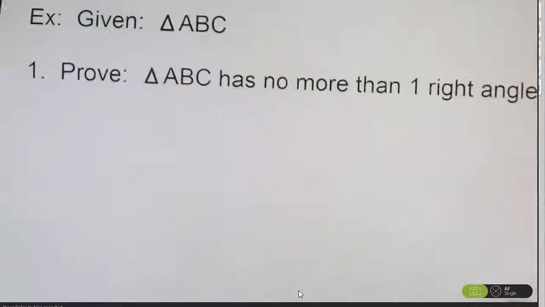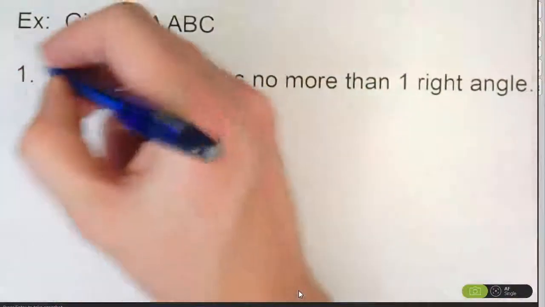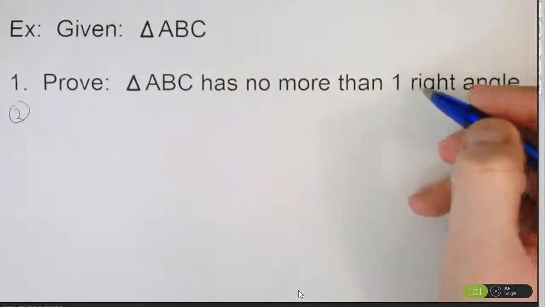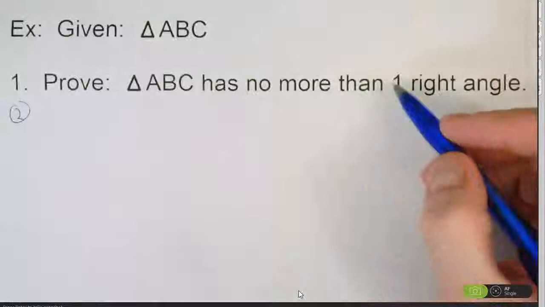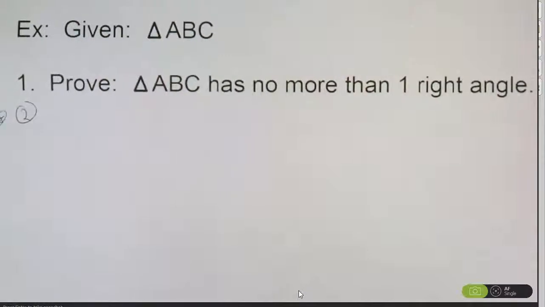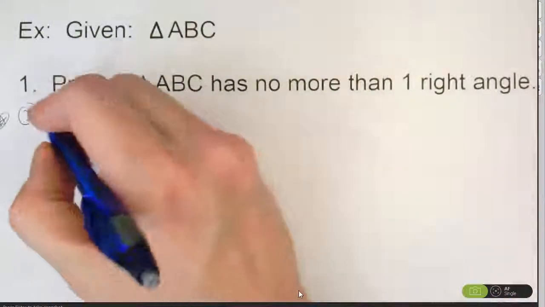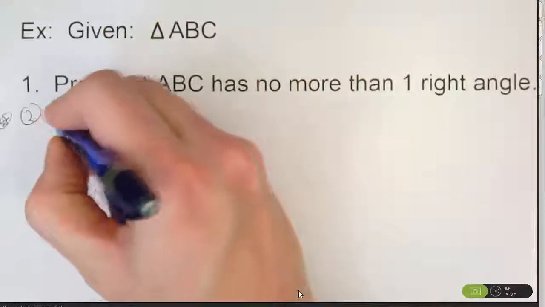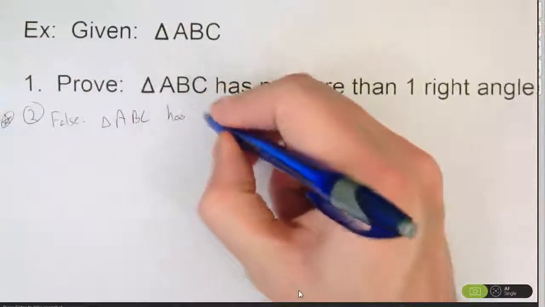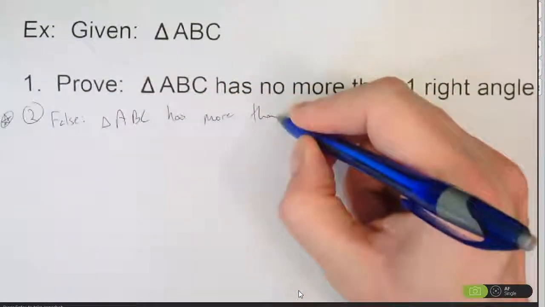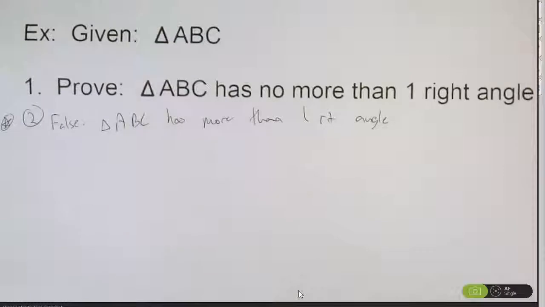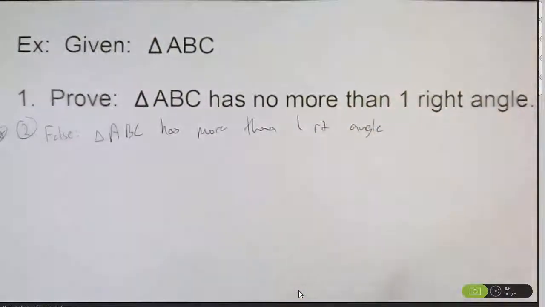Here we go. So here's what I'm going to do. Now again, by proof by contradiction, I've already done the first step. I've got the proof part of it. Step 2 is assume this is false. You're going to assume that triangle ABC has no more than one right angle. Assume that's false. Okay, now we're back. Hopefully you said the false statement would be that triangle ABC has more than one right angle.